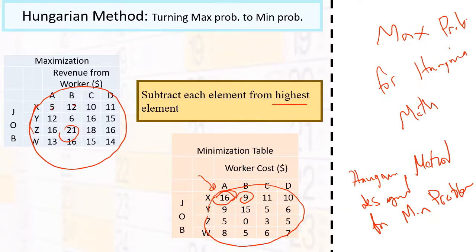to apply the procedure we talked about. So we're going to treat it as if it's a minimization problem. That's how we get around a maximization problem. We just turn it into a minimization problem, and then we follow the Hungarian method minimization procedure. That's all there is to it.